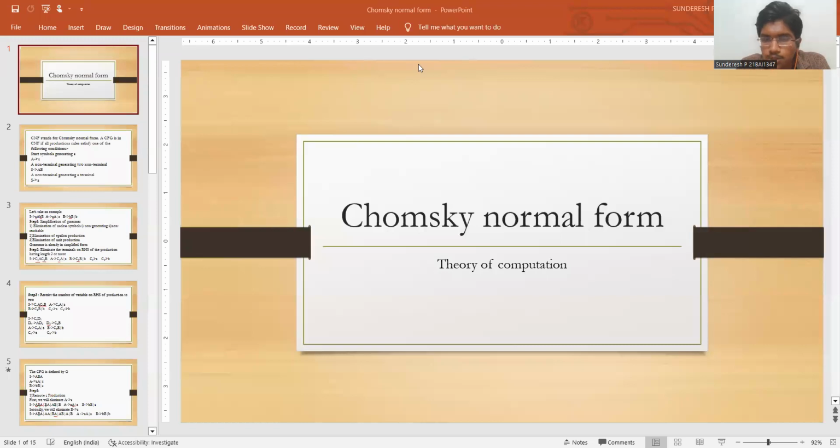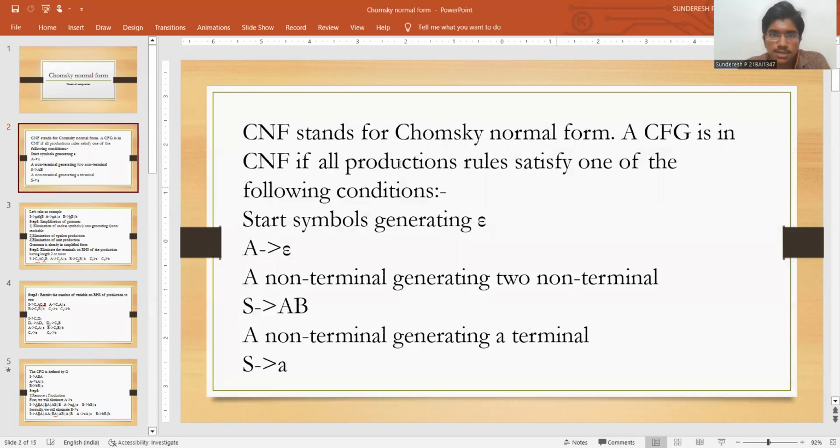I'm gonna teach you about the Chomsky normal form today in TOC. Let's dive into the topic. CNF stands for the Chomsky normal form. A CFG is said to be in CNF if all the production rules satisfy one of the following conditions. The starting symbol should be generating an epsilon, or a non-terminal symbol should be generating two non-terminal symbols, or a non-terminal symbol should be generating a terminal symbol.